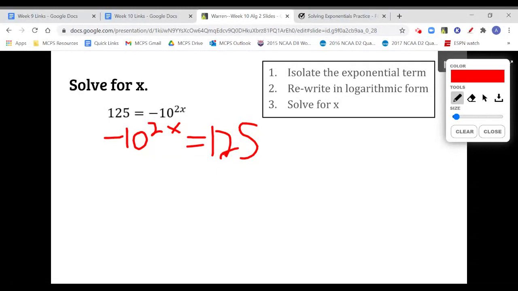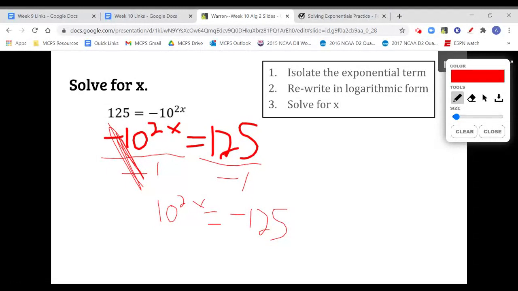So once I've done that, I do notice that there's a negative out in front of the exponential term, so it's not completely isolated yet. I'm going to go ahead and divide by -1 on both sides just to get rid of that negative sign. So that'll cancel and leave me with 10 to the 2x equals -125. If I then rewrite in log form, that becomes log base 10 of -125 is equal to 2x.